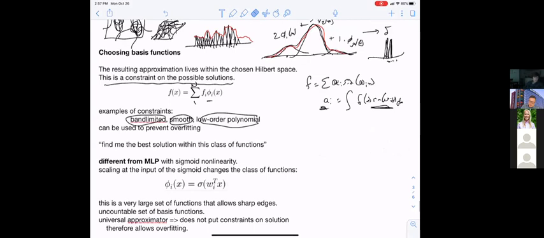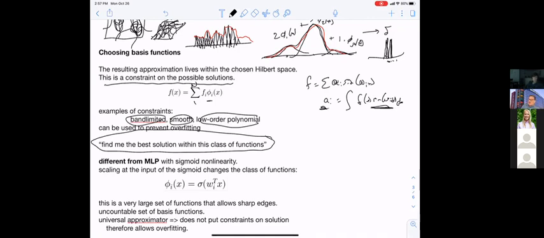Oh, sorry, my pen turned itself off. There we go. What you're asking the network to do is this: find me the best solution within this class of functions. That's an important thing to realize, what these classes of functions are and how you're choosing them.